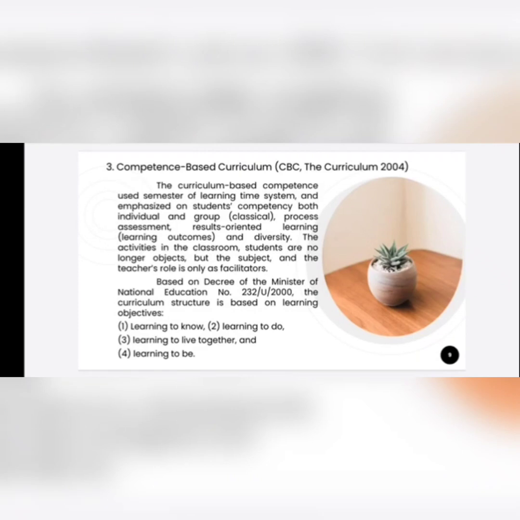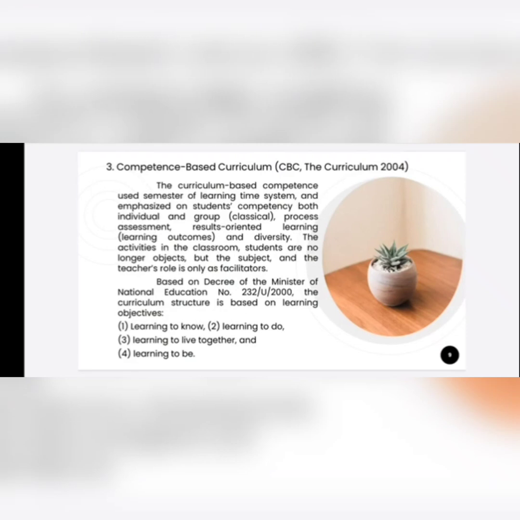Third, competency-based curriculum (CBC), the curriculum 2004. The competency-based curriculum uses a mastery learning time system and applies it in student competency, with individual and group classical process assessment, outcome-oriented learning, and diversity of activity in the classroom. Students are no longer objects but subjects, and the teacher is only a facilitator, based on the national education law number 20 and UN 2000. The curriculum structure is based on learning objectives.